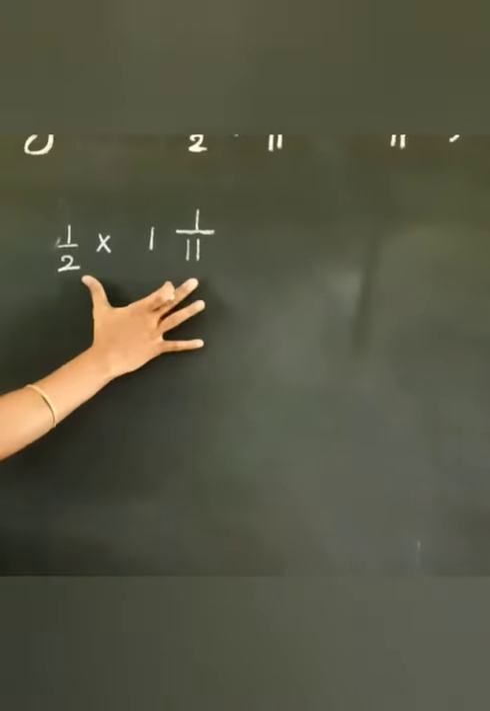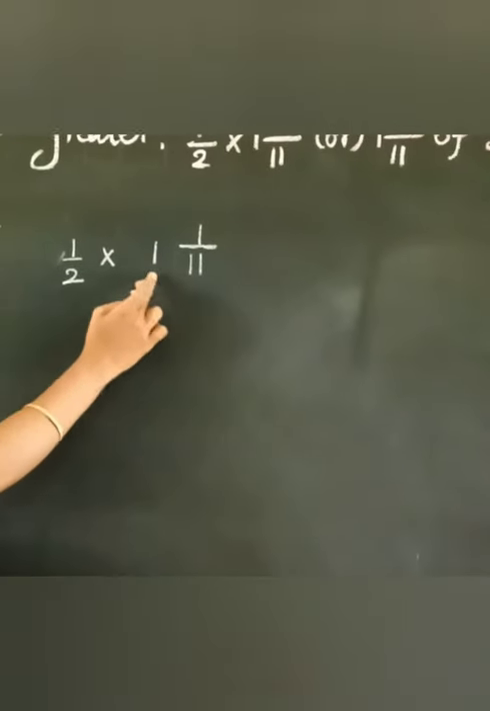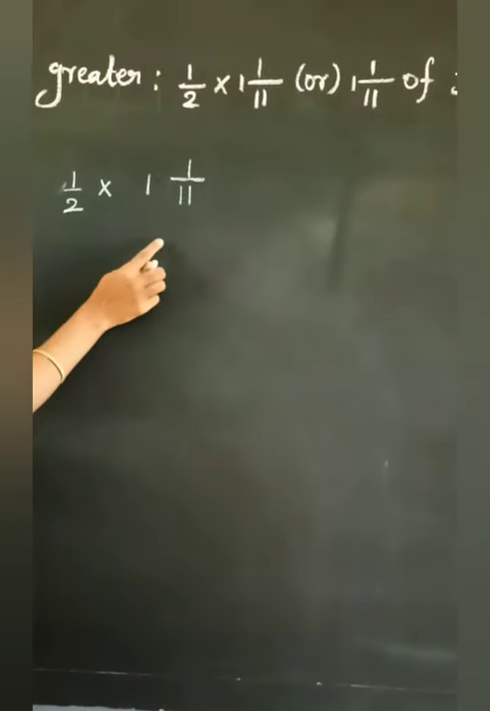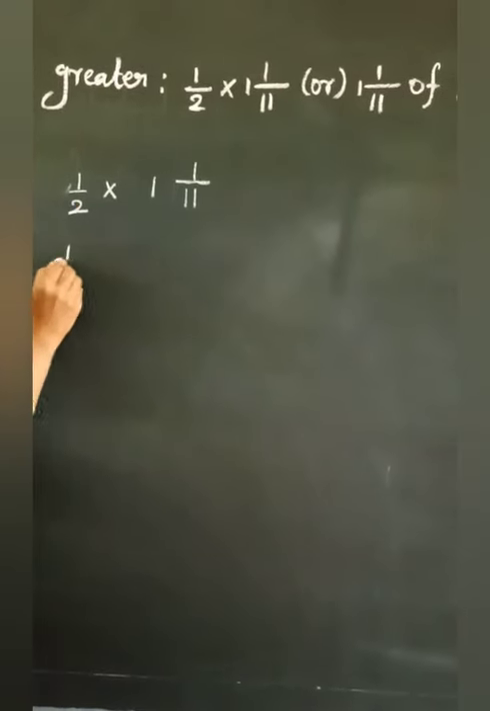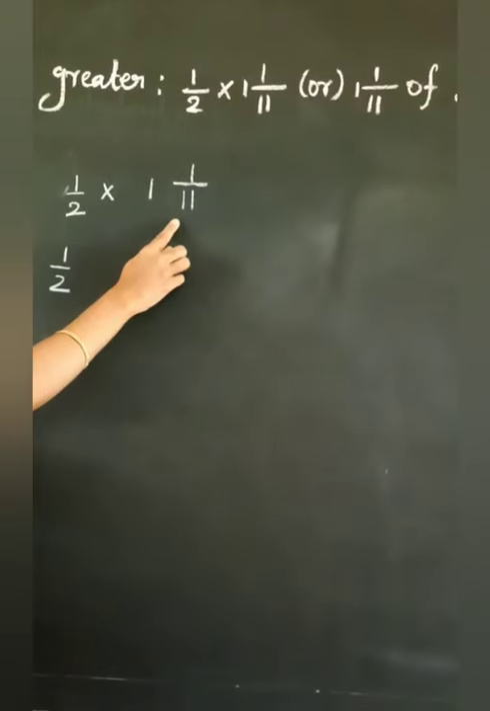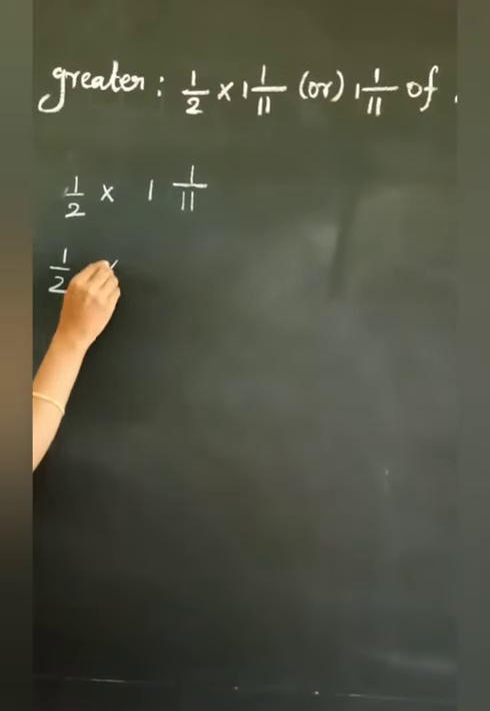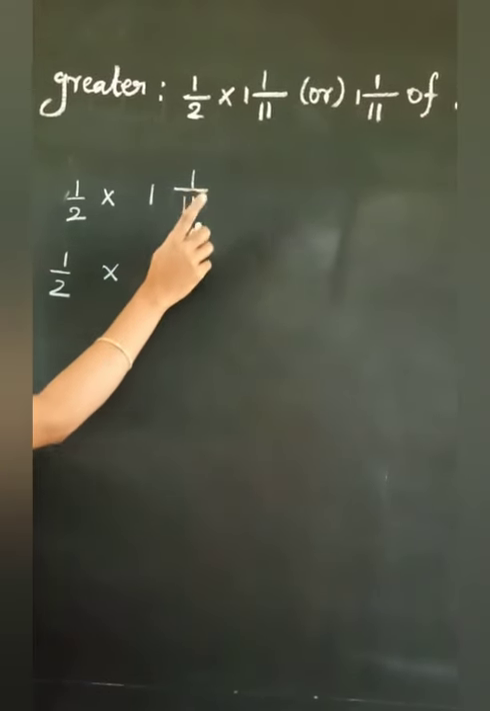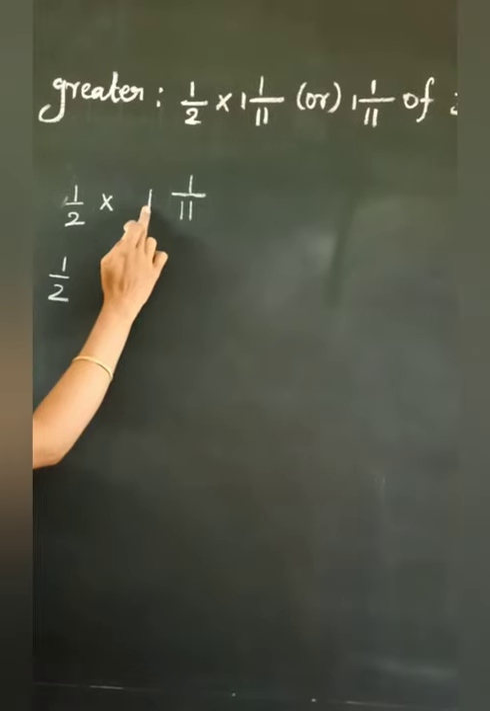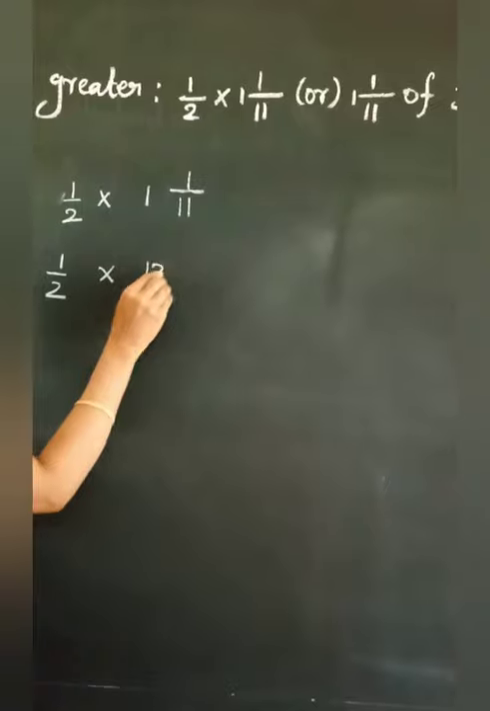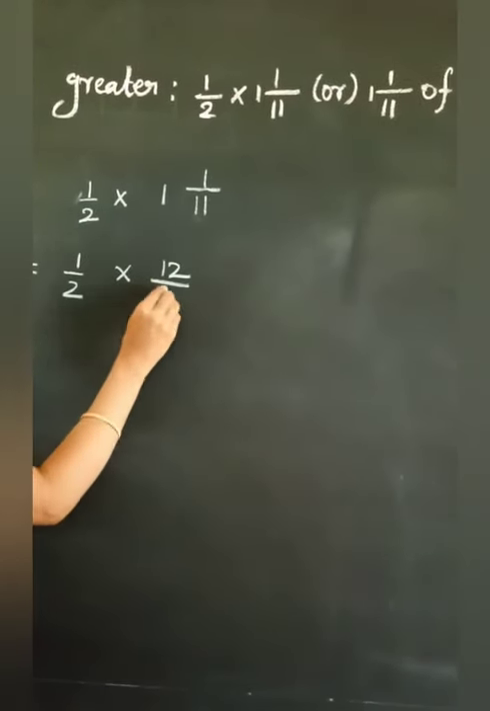As we compare, first we take the first product 1 by 2 into 1 by 11. We have to simplify this product of two fraction. Let us come to the solution. This is equal to 1 by 2. See this mixed fraction be converted into improper fraction using the formula. What is the formula? Whole number into denominator plus numerator divided by denominator. That is 1 into 11, 11 plus 1, 12. That is numerator is 12 divided by denominator is 11.